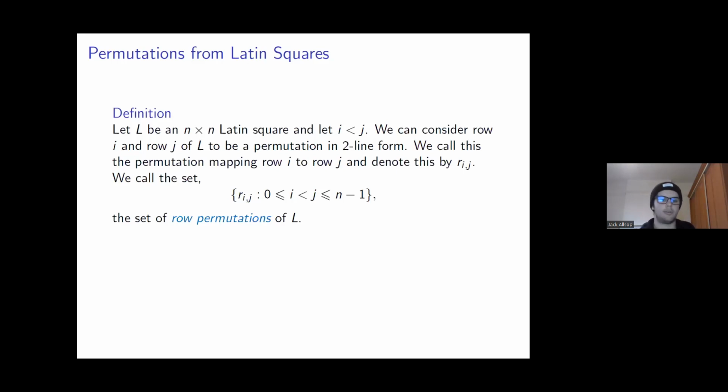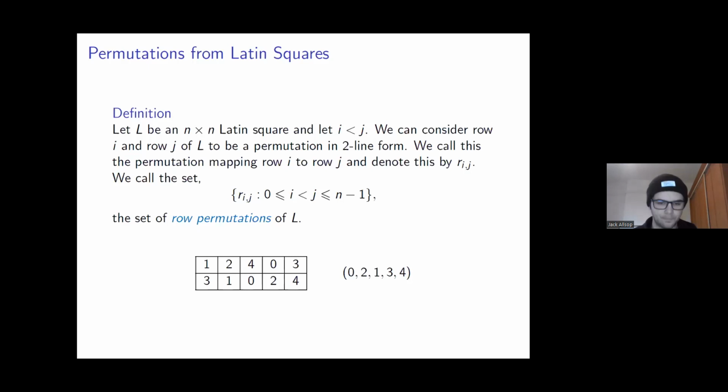When we represent a row permutation in cycle notation, we call each cycle in a row permutation a row cycle. We can define column cycles, column permutations and symbol permutations similarly, and taking conjugates of a Latin square interchanges the row, column, and symbol permutations. For example, on the left here we have row 0 and row 1 of the Latin square from the previous slide. If we consider this as a two-line permutation, that's the row permutation R_01 of this square, which in cycle notation is the 5-cycle (0 2 1 3 4).